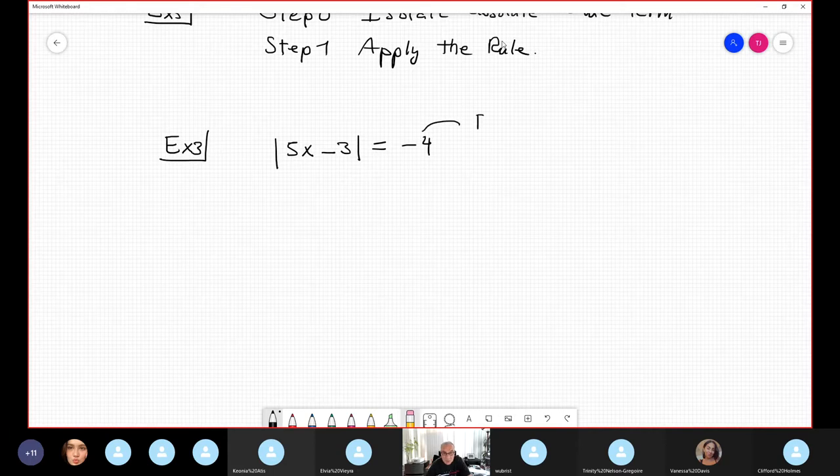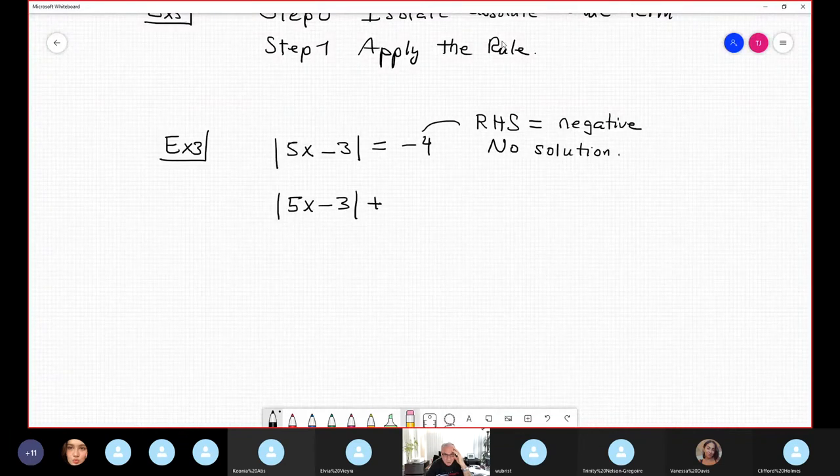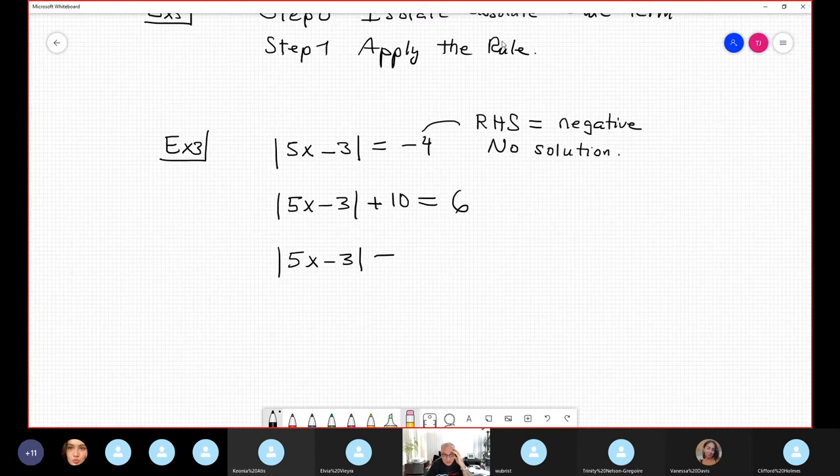Well, the thing is, on the right-hand side of this equation is a negative number. This is the contradiction. As it is a contradiction, we have no solution. It's super easy. No solution, because I know the absolute value always yields a non-negative number, mandatory by definition. And maybe sometimes I try to confuse you, and so I put, for example, plus 10 equals 6. And you say, in this case, yes, we have a solution because the right-hand side is positive. No, you're wrong. Because the first step, step zero, is to isolate the absolute value expression. When you do this, you move this 10 to the right-hand side as minus 10. And when you subtract it, it's negative 4, and we come back to the beginning: no solution.